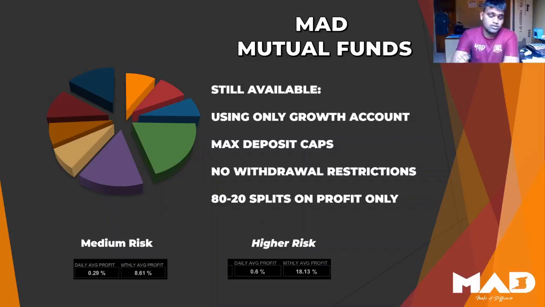Now again, this is working on percentage. 1% on $100 is $1. 1% on $1,000 is $10. 1% on $100,000 is $1,000. So that's basically it.